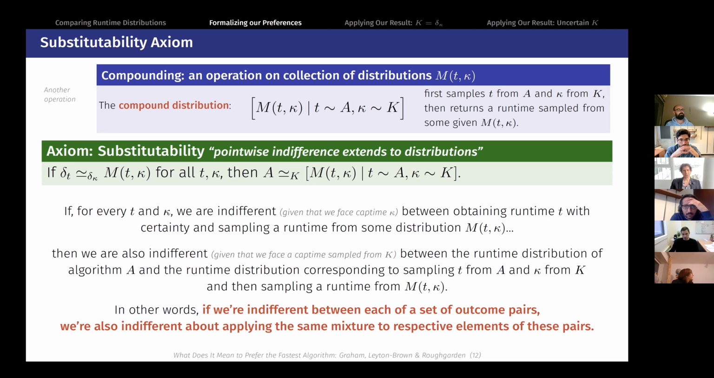So what this is saying is if I'm indifferent pairwise between delta T and M_T,kappa in the deterministic delta kappa case, if all of those things are indifferent, and then I go from this ex post case to an ex ante case, where I've got the whole distribution A and the whole cap time distribution K, and I'm just averaging over all these things that I'm indifferent about, then I remain indifferent. The fact that I'm doing this averaging over things that I'm indifferent about doesn't break my indifference.